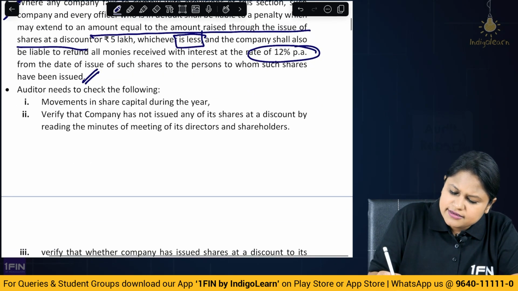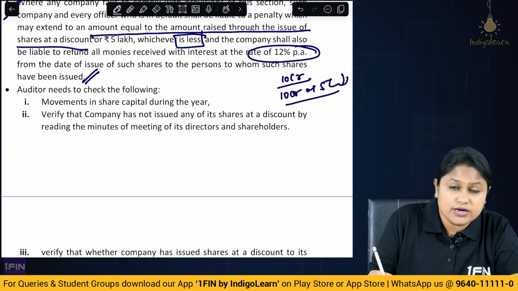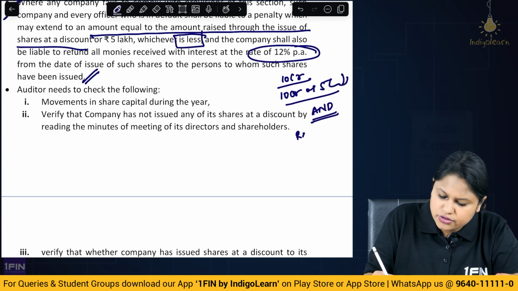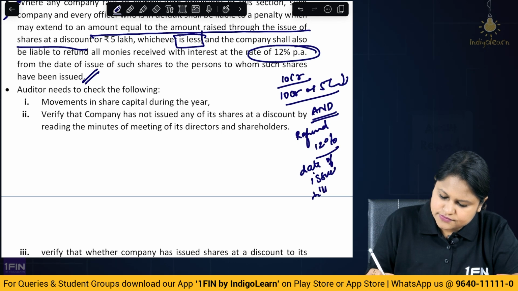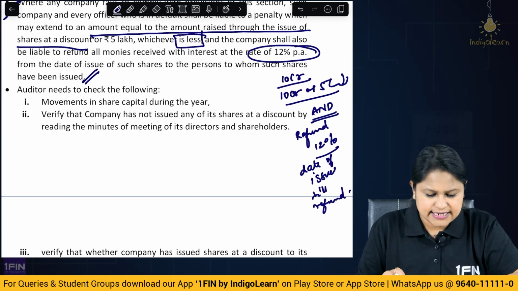So they are telling, suppose you have issued 10 crore, then that 10 crore or 5 lakhs, whichever is lower, and along with that, whatever you have collected earlier, don't keep with you, you have to refund it along with 12% interest from the date of issue till the date of refund. Clear? So that is the understanding.